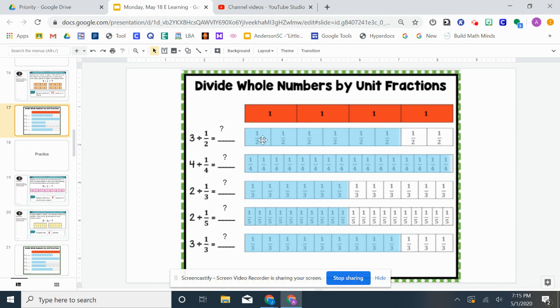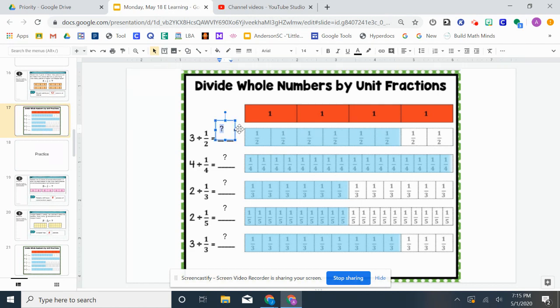1 whole, 2 wholes, 3 wholes. You see how it's 3 of those 1 whole rectangular blocks. And we already split that into 1/2 size pieces. So I need to count and see how many 1/2 size pieces will fit in 3 wholes. 1, 2, 3, 4, 5, 6. 6 1/2 size pieces will fit into 3 whole blocks.